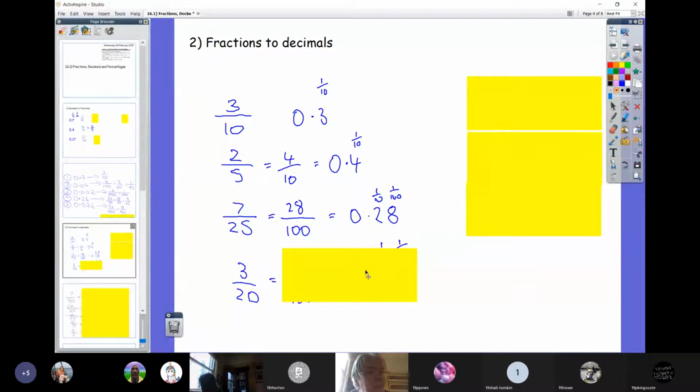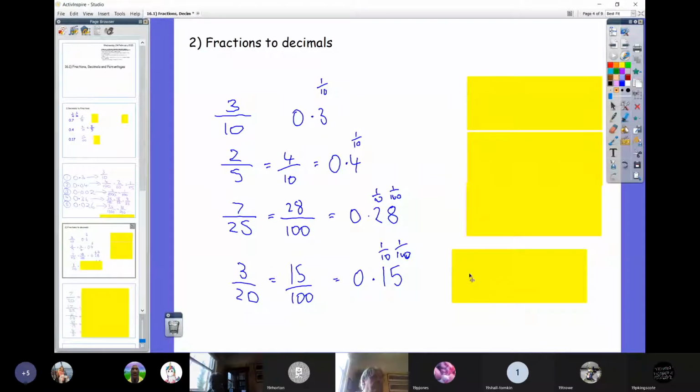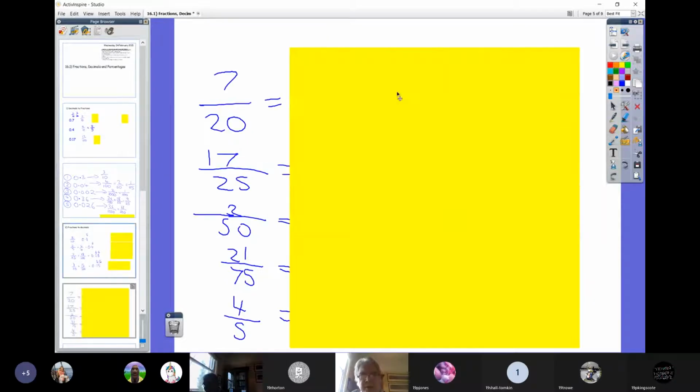Then 3/20, turn that into something over 100 by multiplying top and bottom by 5. So that's going to be 15/100. So that will be 0.15. Okay, so quite quick, but hopefully that will just refresh you on how to do these. So again, if we were in class, I would give you a minute or two just to write these down and do these. So let's just try and do these in our heads.